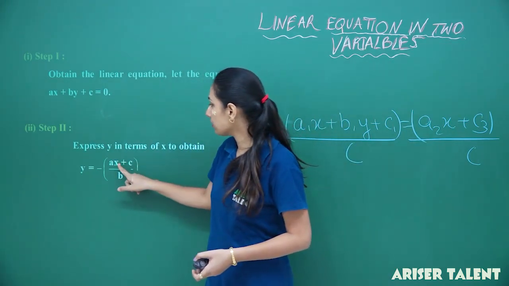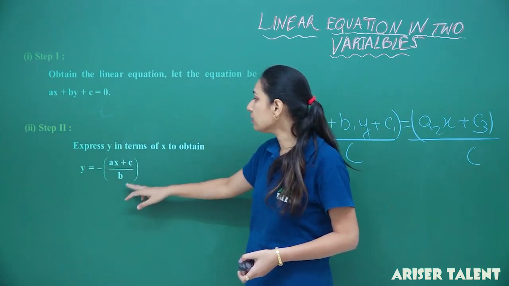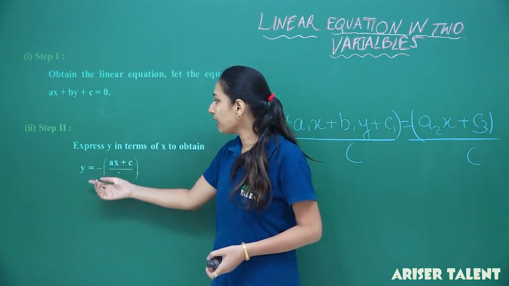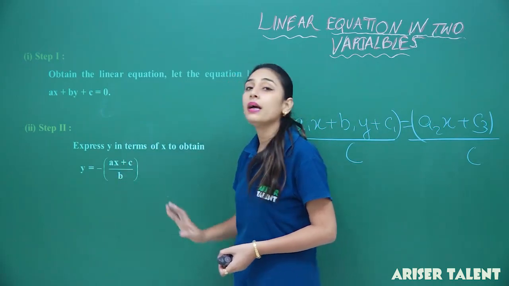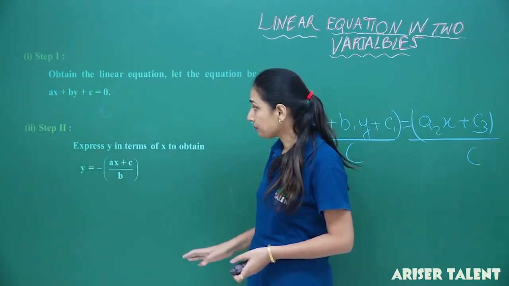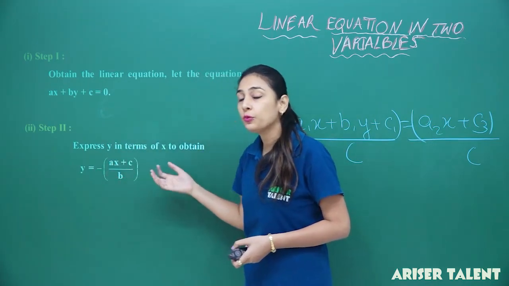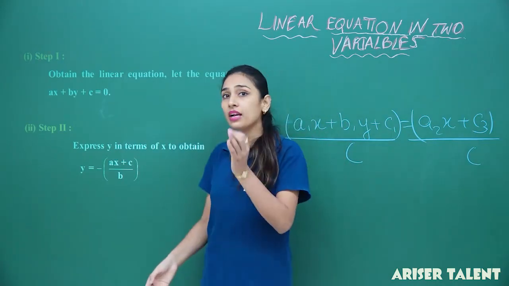If x equals to 0, you will be finding the value of y equals to minus c by b. If x equals to 1, then you will be finding the value of y equals to minus of a plus c by b. Okay, this is the way you will be finding the values of y when you put some value of x. So now you will be having some values of x and some values of y.